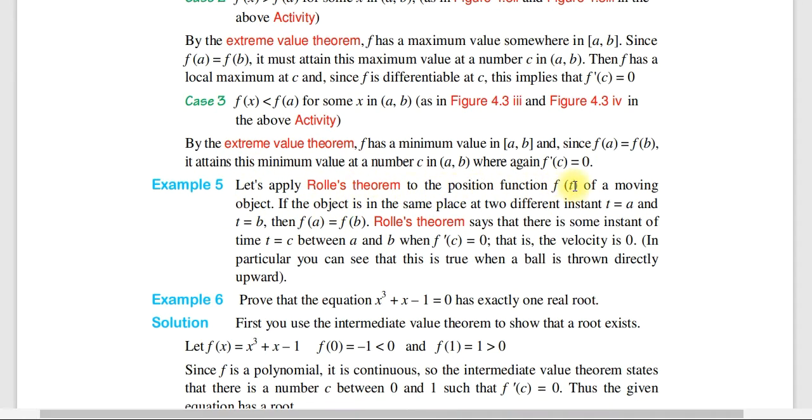Let us apply Rolle's theorem to the position function f of t of a moving object. If the object is in the same place at two different instants, t is equal to a and t is equal to b, then f of a is equal to f of b. Rolle's theorem says that there is some instant of time t is equal to c between a and b when f prime is equal to 0, that is, the velocity is 0.